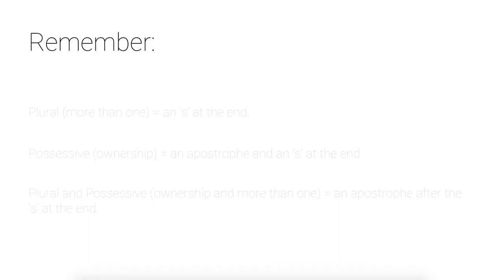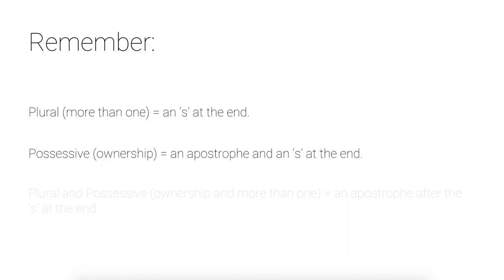Now, here are a few things to remember. Plural, which means more than one, always requires an S at the end of the word. And when I say S, sometimes, depending on the word, you're going to have to change the Y at the end of the word to an IES. Sometimes you're going to have to add an ES. Sometimes it's just an S. And if you have issues with making words plural, make sure to meet with a tutor. We can go over that more in depth.